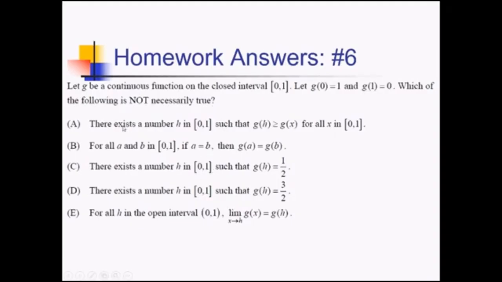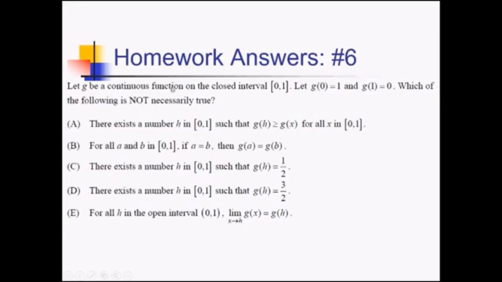provable. So choice A, there exists a number h from 0 to 1 such that g of h is greater than or equal to g of x for all x in 0 to 1. So basically we're saying that there's a maximum. There's some number between 0 and 1 that when I plug it in, I get a y value bigger than or equal to all the other y values on this interval. Is that true or not?